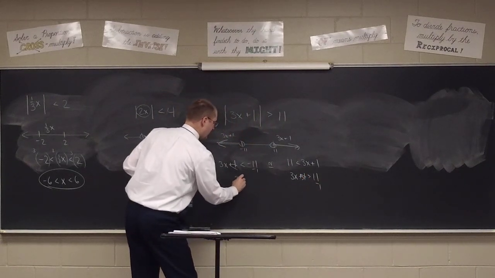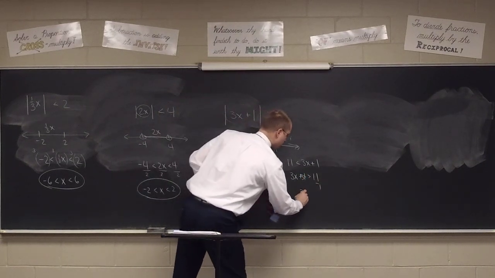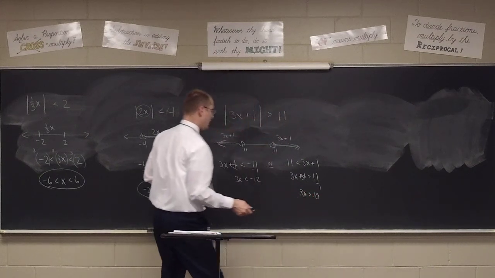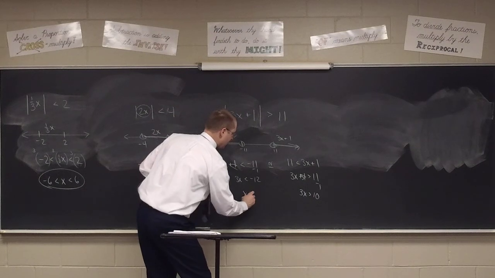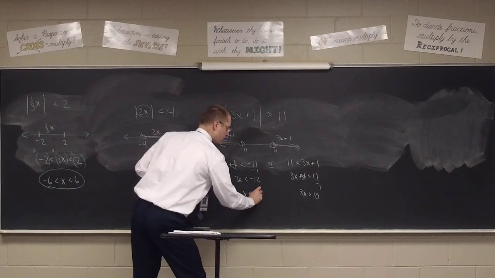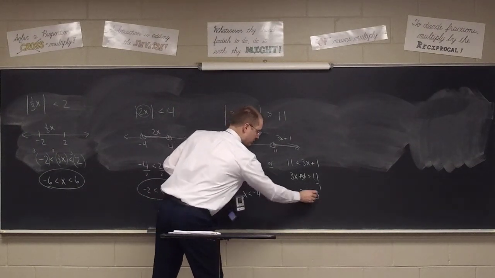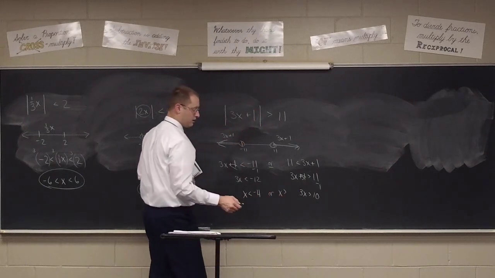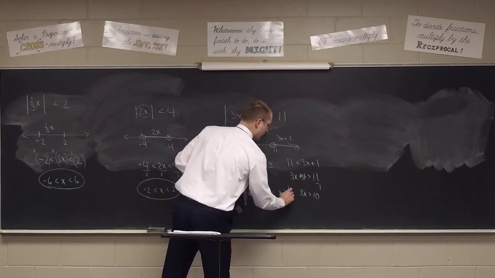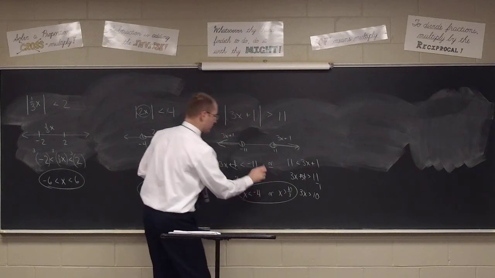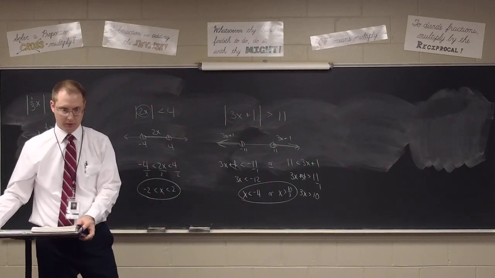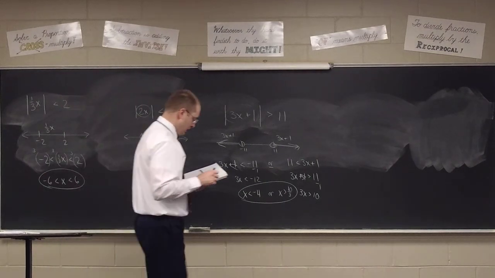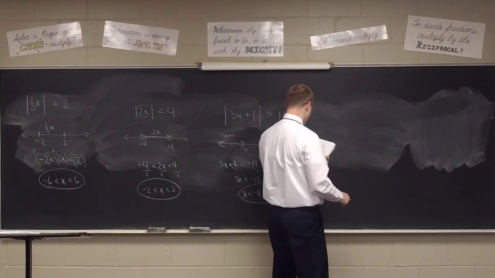And that'll give me 3x is less than negative 12. It also gives me that 3x is greater than 10. And of course, we need to divide both sides by 3 to get x is less than negative 4, or divide both sides by 3, x is greater than 10 over 3. And there would be our answer, written as two separate, smaller inequalities. Questions on that? All right, so let's go ahead and take a look at number 19.